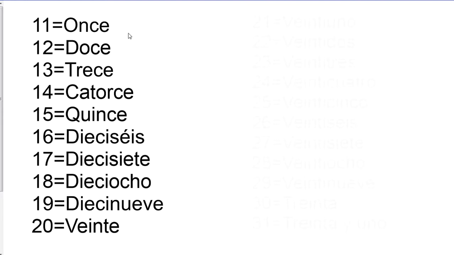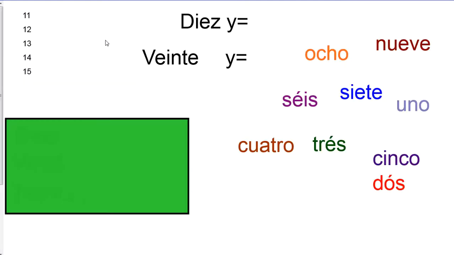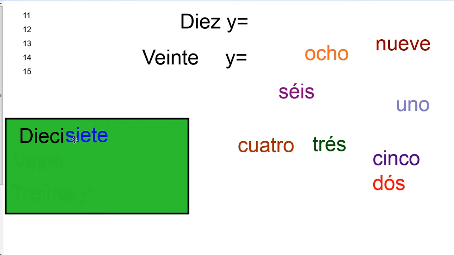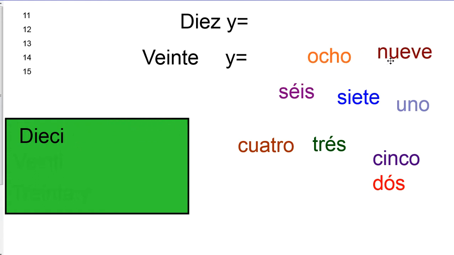So 11 through 15 had its own phrases. Once, doce, trece, catorce, quince. We do see the diez y portion here though. So once, doce, trece, catorce, and quince, then 10 and. So 10 and 6, dieciséis. 10 and 7, diecisiete. 10 and 8, dieciocho. 19, 10 and 9. And then when we get to 20, it's just veinte.